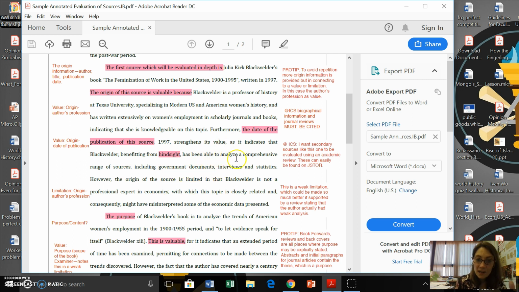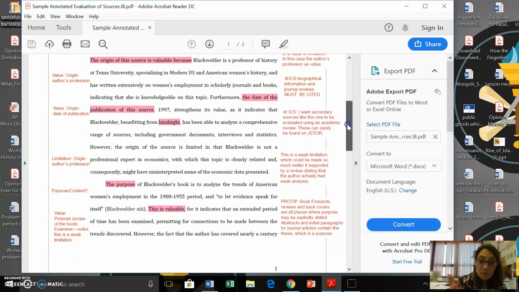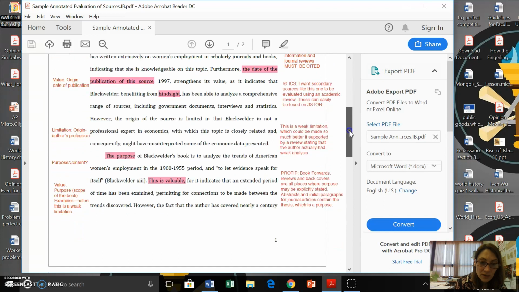So that's me looking at this student's work. This becomes a little bit more general, something that you could plop onto any evaluation of sources that uses a secondary source, and that's not necessarily as strong as having something that's very specific to your question.